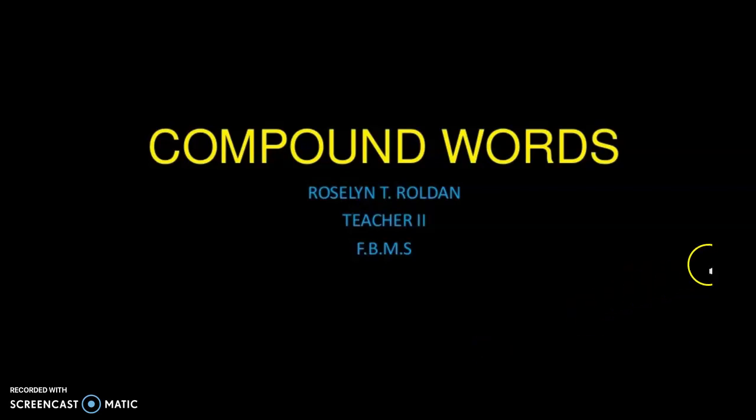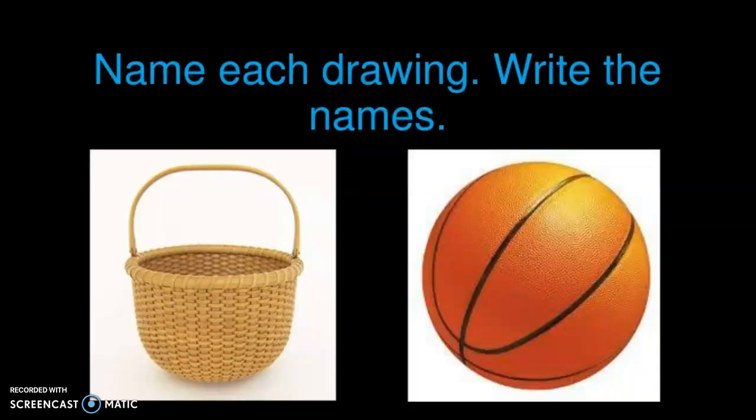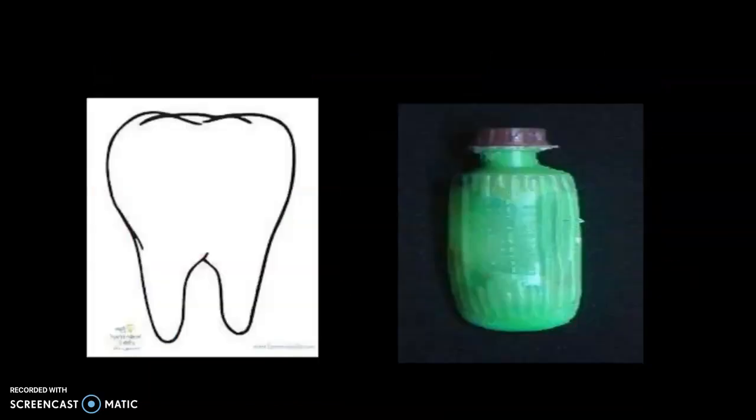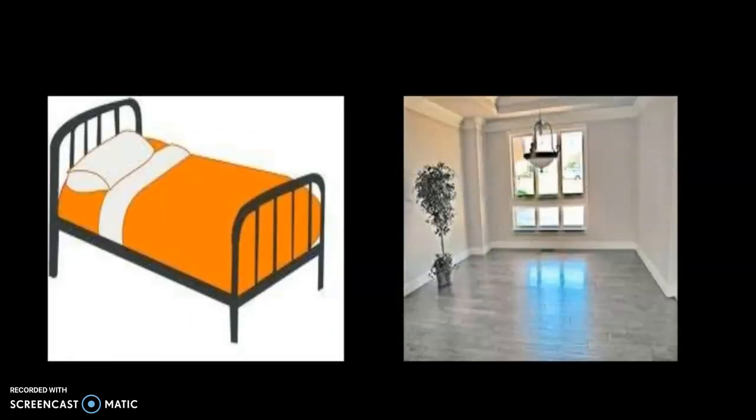This is the Compound Words PowerPoint. First, we're going to name each drawing and write down the names. For the first drawings, we have a basket and a ball. Next, we have tooth and paste. Now we have bed and room.